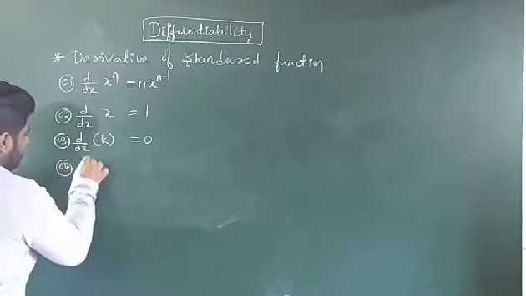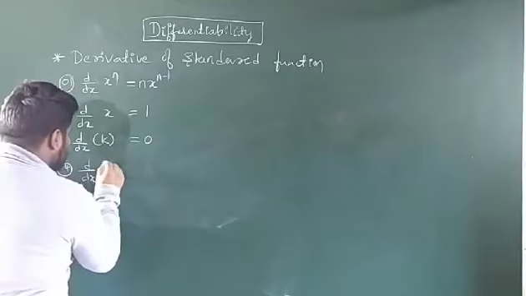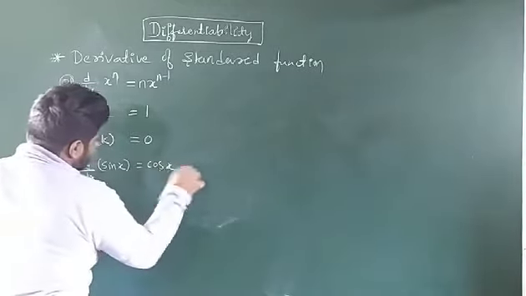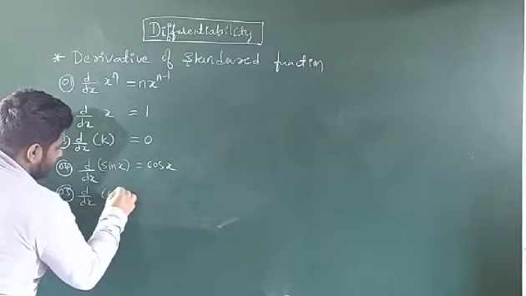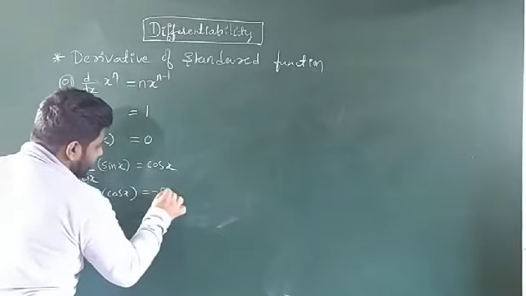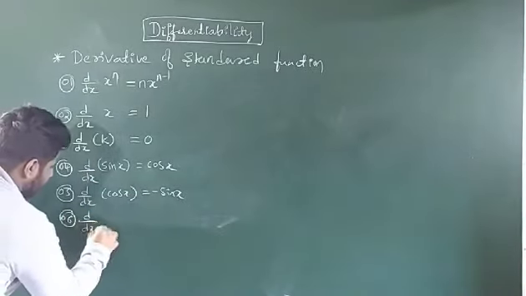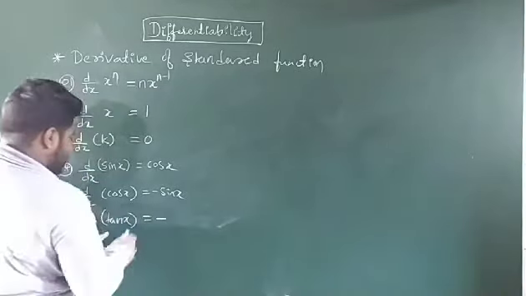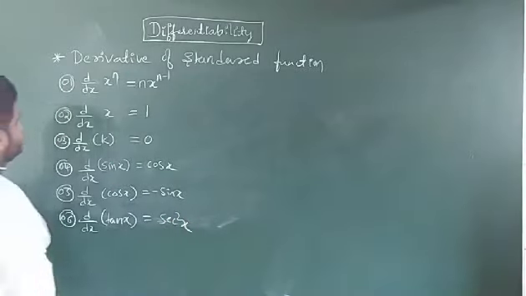Fourth one, next we are going to apply the trigonometric functions. Differentiation of sin x is cos x. Differentiation of cos x is minus sin x. Differentiation of tan x is sec square x. Yes, these are the 6 formulas.